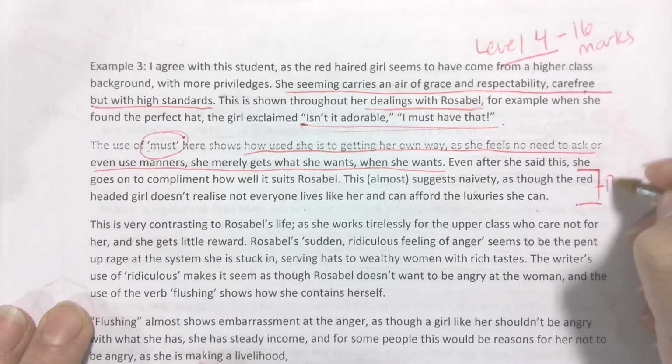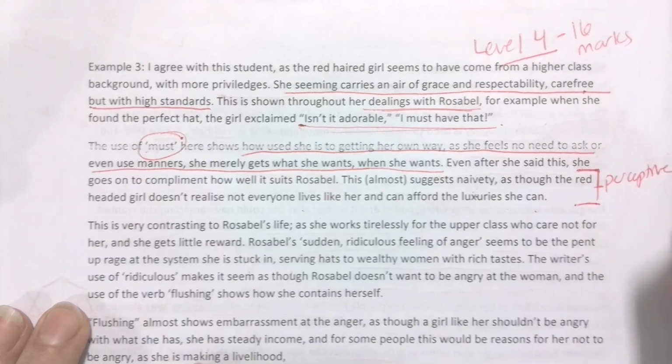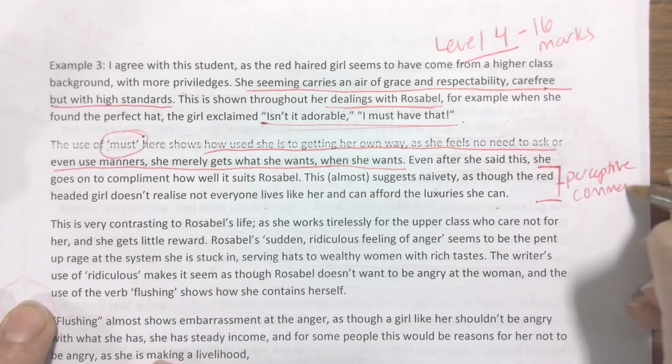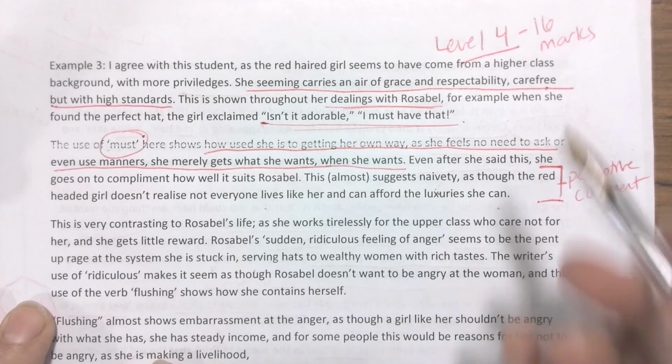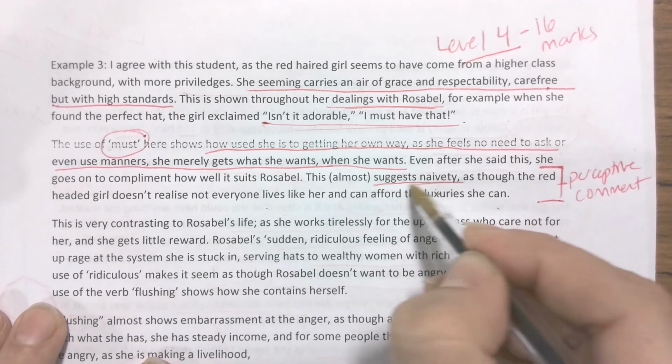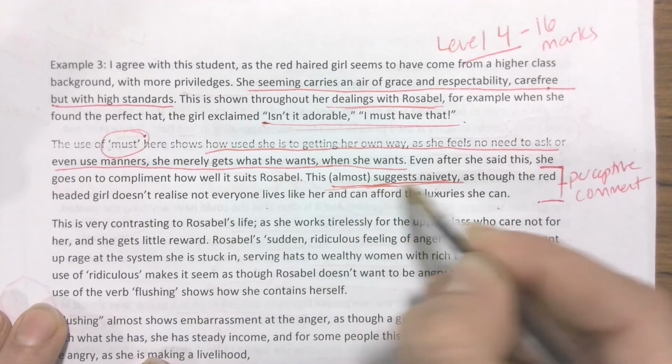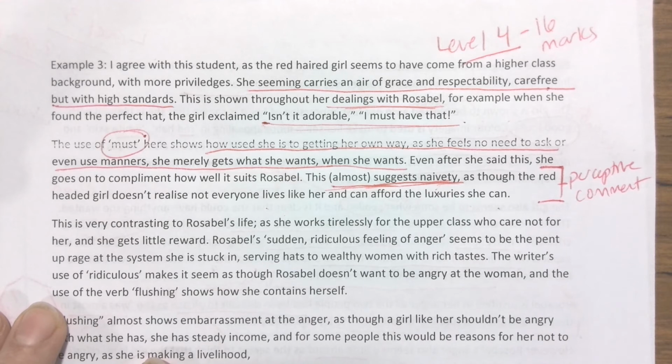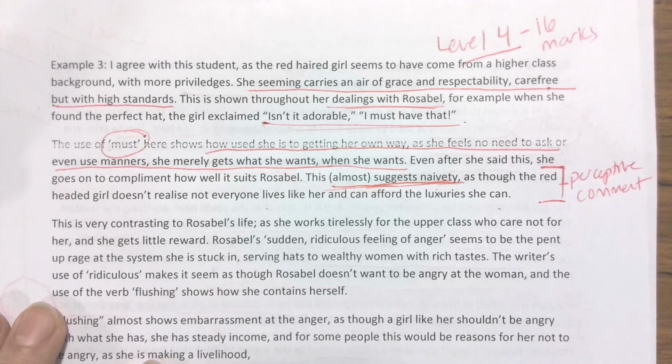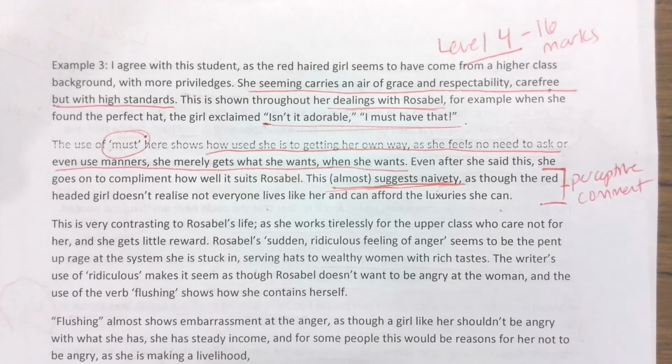And it's because this is considered a perceptive comment. And what makes it perceptive is that it goes beyond the initial picture and considers, why else might the girl be acting like this? Well, because she's naive. She's so high class and so advantaged. She has no other concept of how people might live besides the way she does.